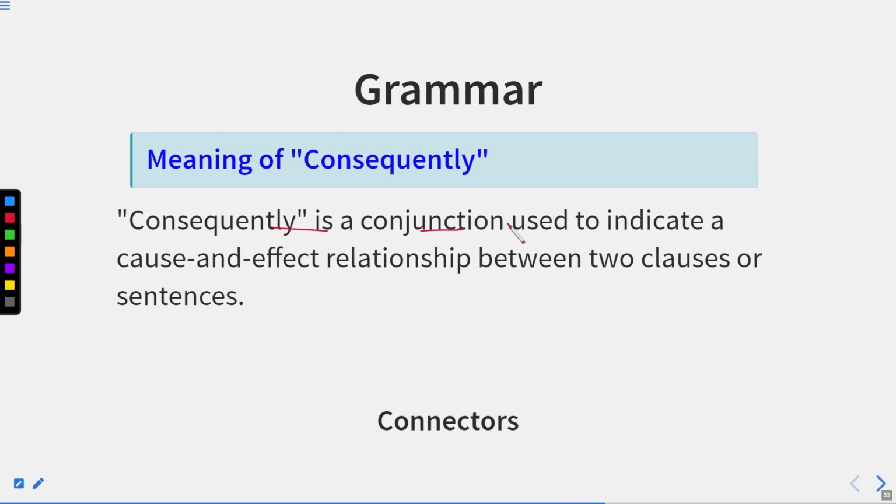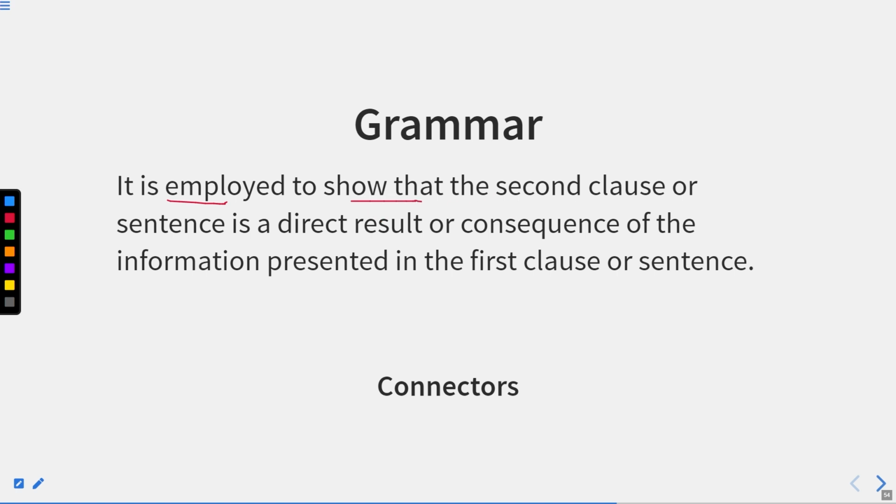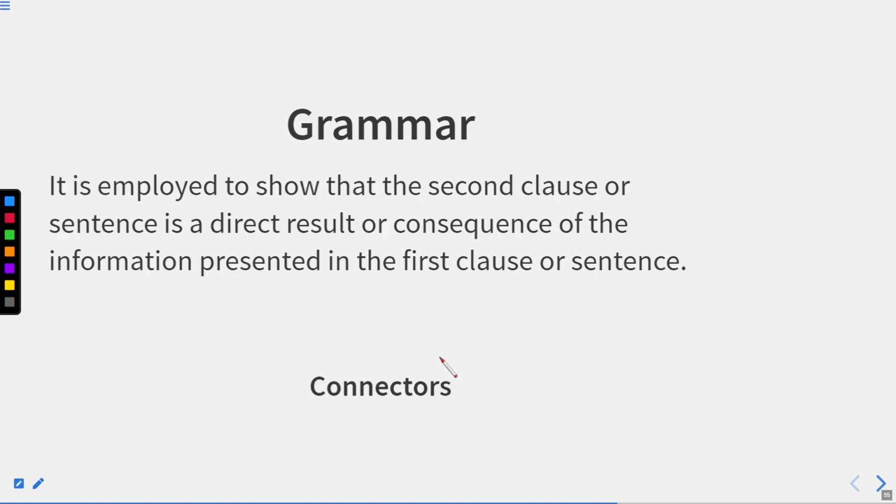Consequently is a conjunction or an adverb. It can be used both as an adverb and conjunction, used to indicate a cause and effect relationship between two clauses or sentences. It is employed to show that the second clause or the sentence is a direct result or consequence of the information presented in the first clause or sentence.